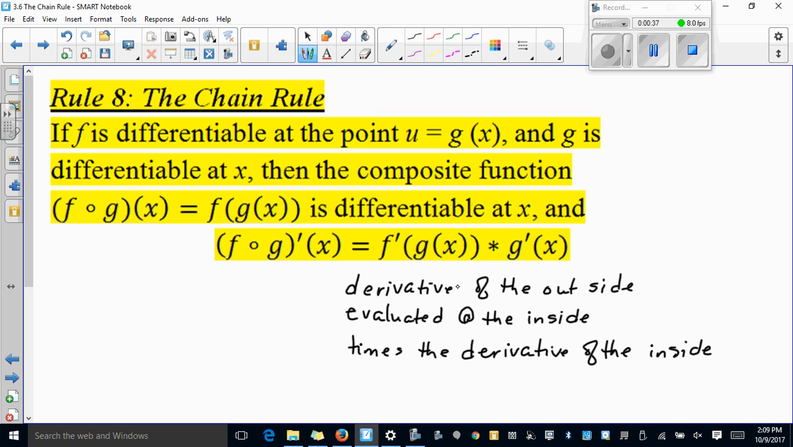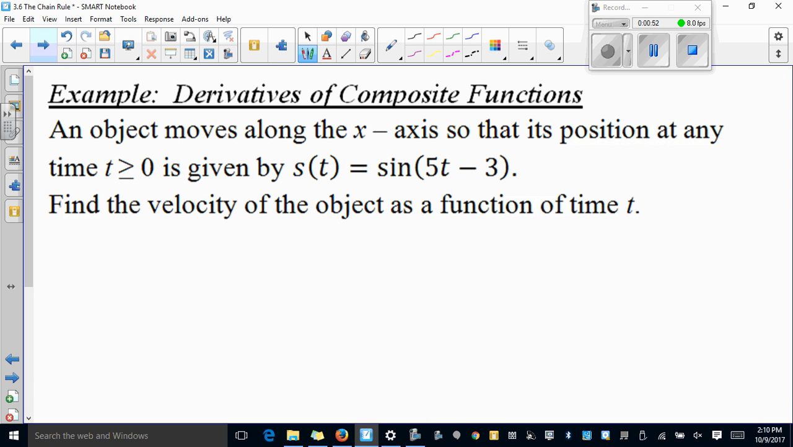So it's a good function. So this one here is the inside function. So I'm going to let u equal 5t minus 3. So u prime is going to be 5. And then now I take this out and put in u, so I have s of u equals sine of u.